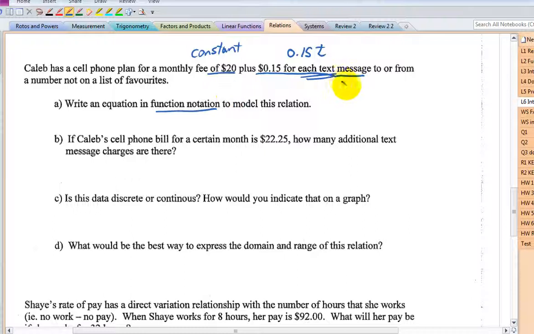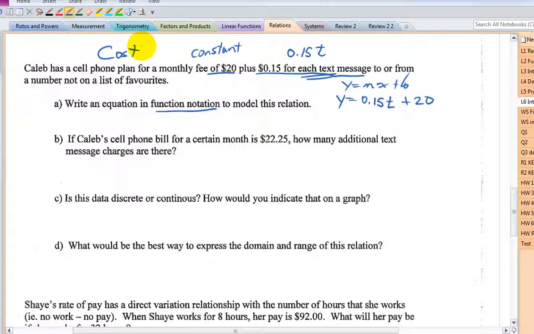Write the equation in function notation. So let's start with y equals mx plus b. We get y equals 0.15, that's our rate of change, and instead of x, let's use the letter t for text message, plus the constant monthly fee of $20 that'll never change. Now please change your equation to function notation. Remember, for your cell phone plan, we're trying to find the cost per month. So what letter would you use for y?